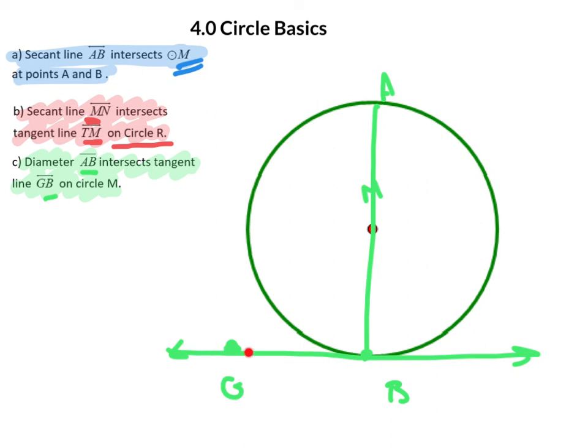I have a tangent line GB, yes. I am on circle M, yes. And my diameter AB intersects at B with that guy. Everything looks good. Good luck with these basics.